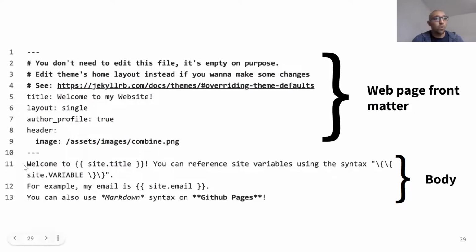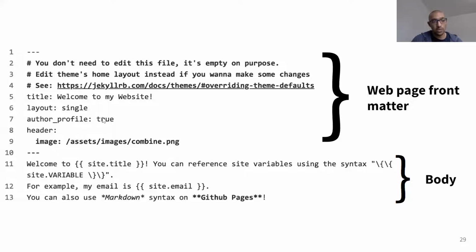You see that lines 1 and 10 each have these 3 dashes, and then the front matter, which is used for configuring the home page, is contained between those lines. So you have the field title with the title that you choose, the layout, which we will keep to the single format, and to look at more options, you can look at the Jekyll docs.